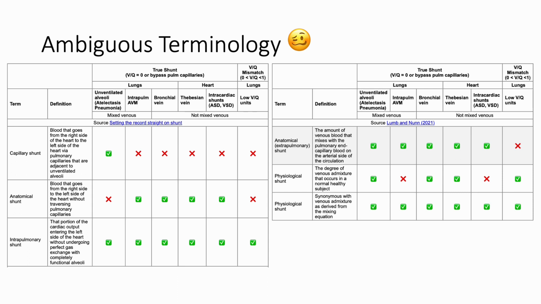So for exam purposes, I would recommend that you just avoid the whole problem by not using any of these terms. Instead, you can just refer directly to what you mean. So you could say a mixed venous shunt going past an unventilated alveolus, or shunt through the bronchial veins or Thebesian veins, or VQ mismatch. There should be no need to use any of these terms. But if you do decide to use these terms in the exam, just be aware that the examiner may have a different understanding of what it means compared to what you do.